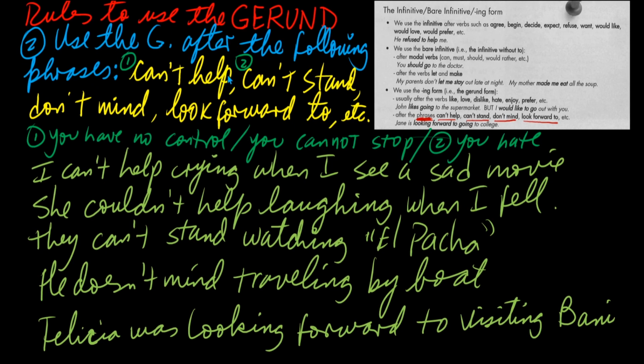But first, let's understand these phrases. The first phrase, can't help, is when you have no control of something. You cannot stop, you cannot control the situation. And number two, can't stand, is when you hate something.